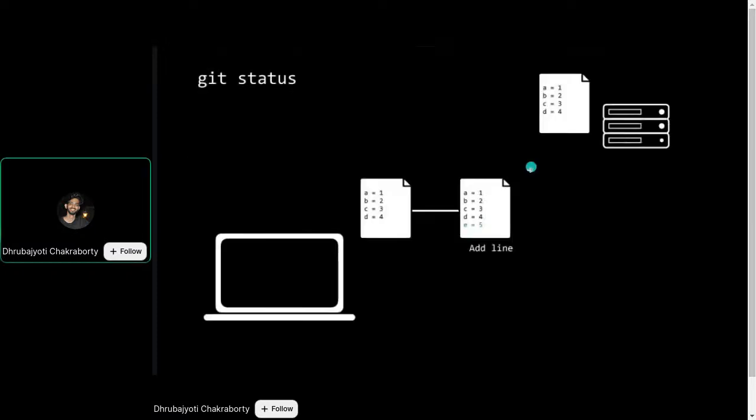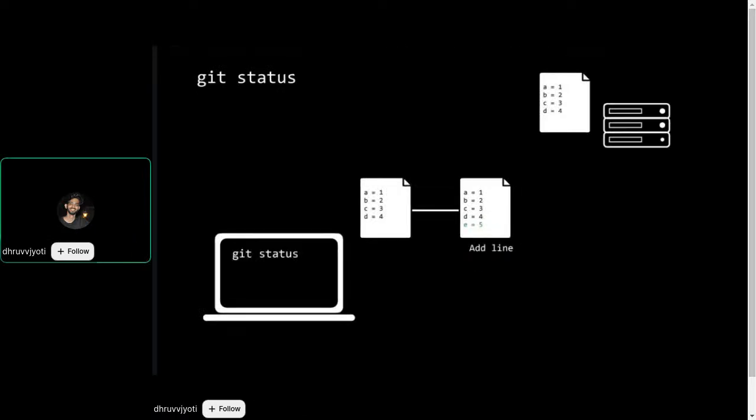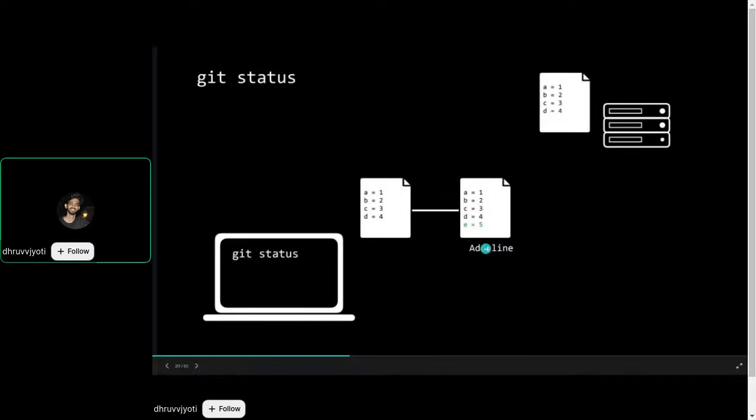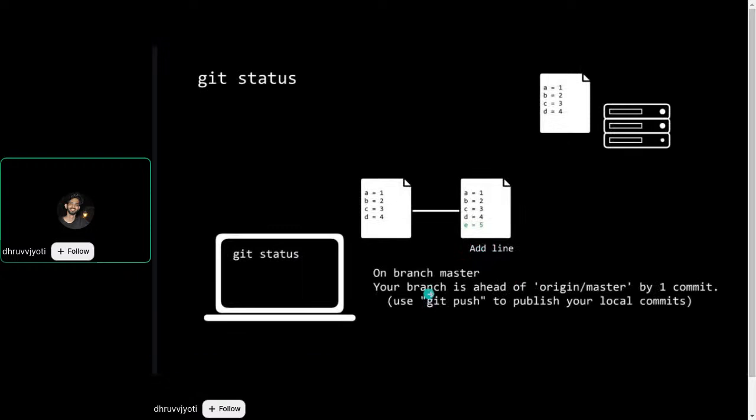Now, let's say we were in this stage. We have already committed this file, with the message add line. Now, if I run git status here, git status will tell me that the current status is add line. We are on the branch master. The master is our main branch, the default branch, and your branch is ahead of origin master by 1 commit.